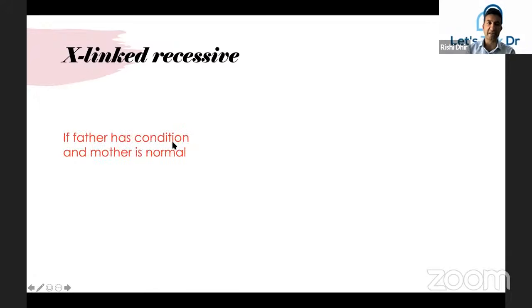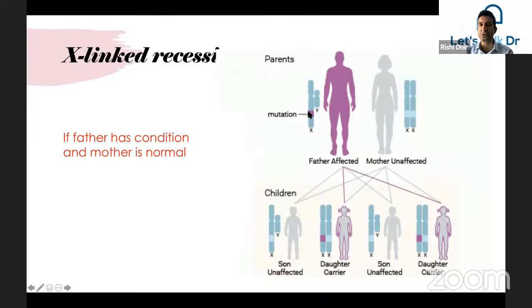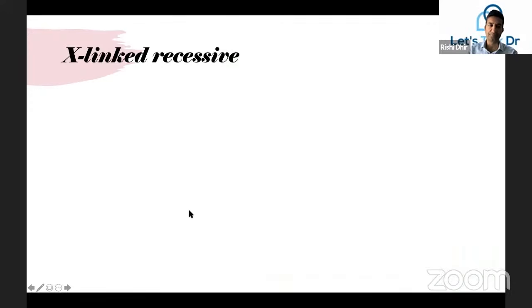The next thing they might say to you is, if the father has the condition, and the mother is normal, what happens here? So in this case, the father's affected. He's got a mutation on his X. He cannot hide it with his Y. So he's got diseased X, normal Y. Mum's got normal X in both cases. So both the daughters will be carriers because they will take the X from their father. They have no choice, okay? But the sons will always get the X from the mother, so they'll be unaffected. So in this case, if the father has the condition and the mother is normal, all the daughters, 100%, are carriers, but 100% of the sons are unaffected.